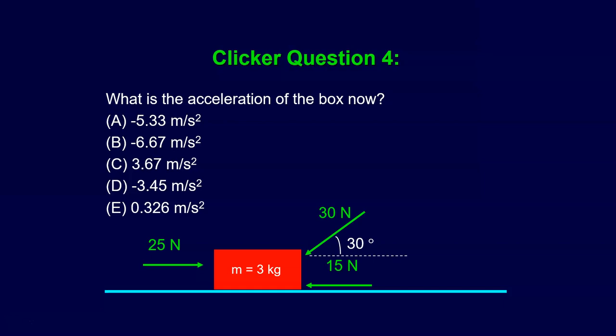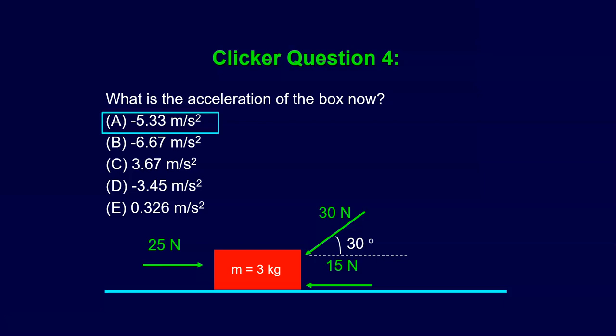Now there are 3 forces here. Again, this is a frictionless surface. Again, there is a normal force and the mg pulling down, but they just cancel out, so they're not super important. So what would the acceleration of the box be now? Go ahead and work this out, and then we'll talk about it.